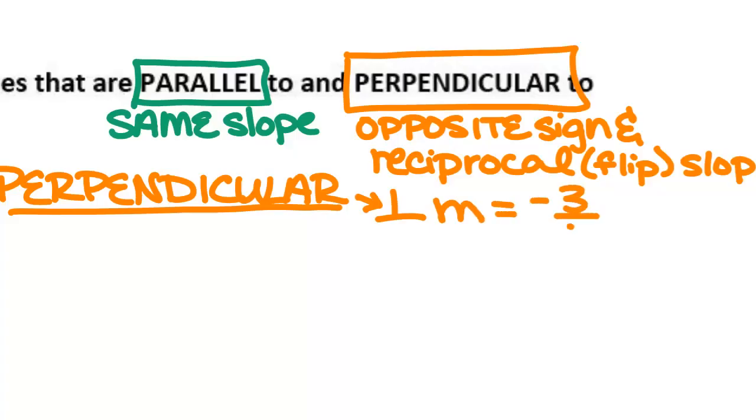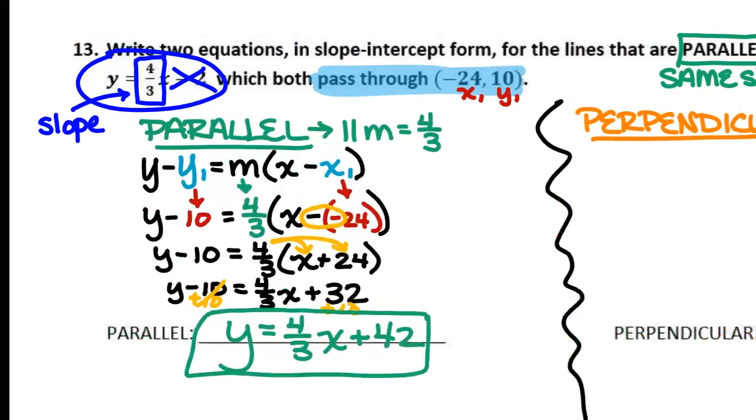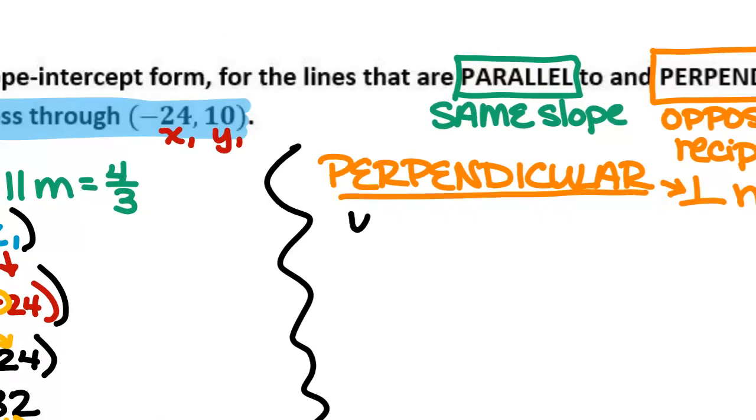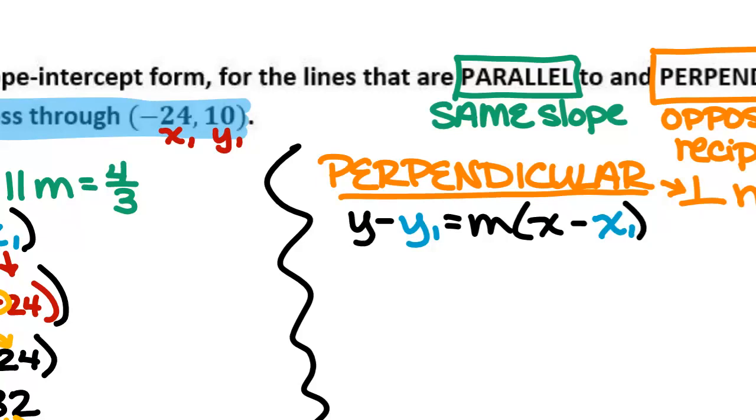Negative 3 over 4. It has to be the reciprocal and it has to be the opposite sign. So we need to use point slope form. That is an equation that you will get to use on the test. y minus y1 equals m times x minus x1. This is going to be very similar to what I just did over there.